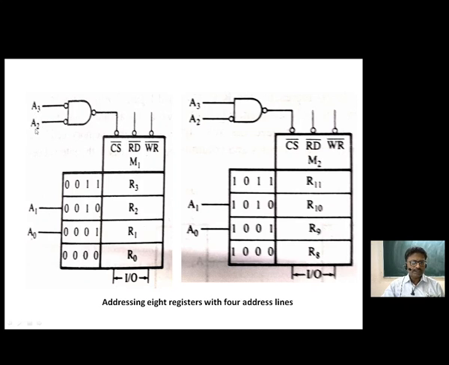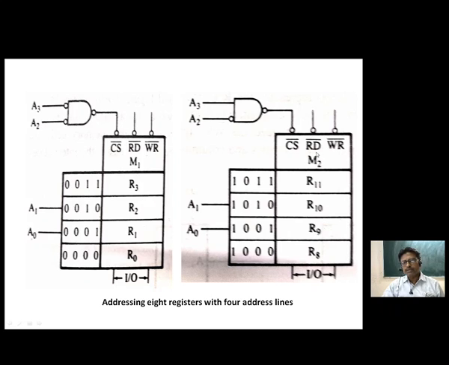In this particular case, A2 and A3 will be used to select the chip. The chip will be selected when this becomes 0. For this to become 0, here it should be 0, here it should be 1, here it should be 1, so here it should be 0. It means if A2 and A3 are 0, here it will be 1, 1, here it will be 1, but here it will be 0, so this will be the address 0000. It means when A2 and A3 are 0, 0, the different values of A0, A1 will select R0, R1, R2 and R3.